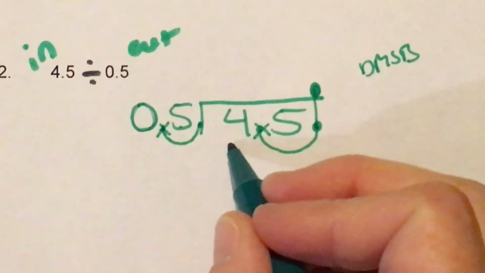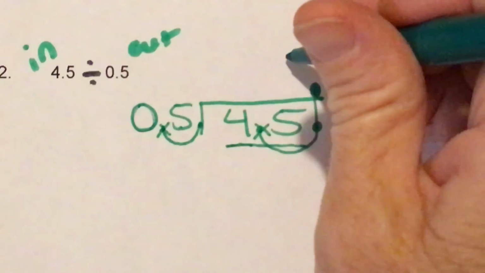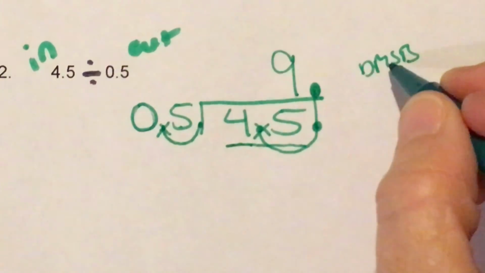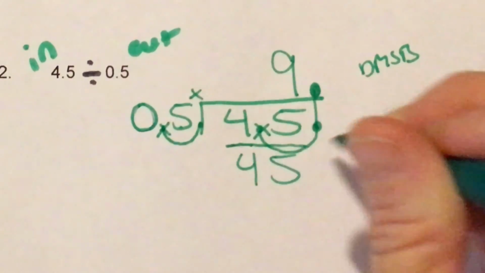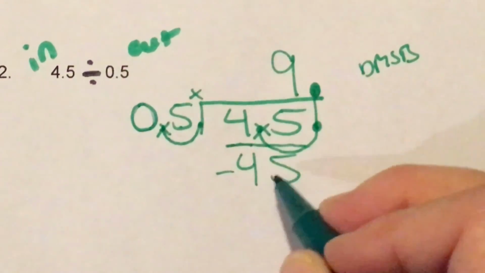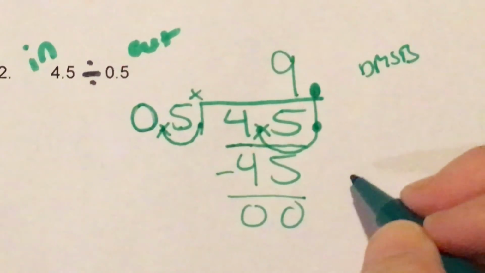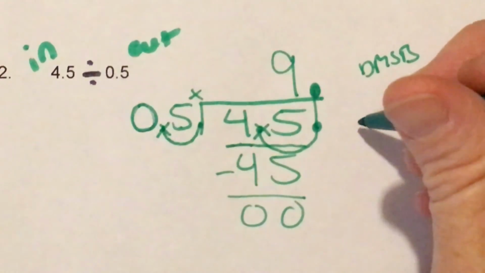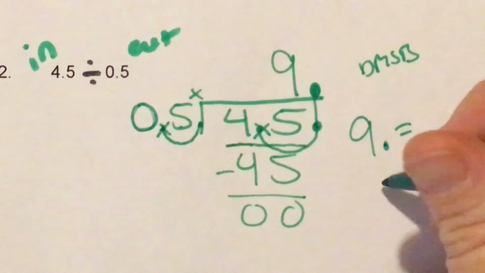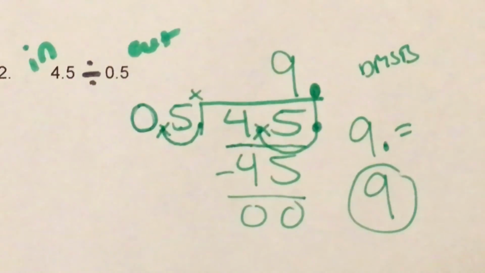So 5 can't fit into 4. 5 can fit into 45 9 times. I'm going to multiply, and I get 45. I'm going to subtract, and I get 0. I'm going to bring down, and there's nothing to bring down. And my last digit has a digit on top, so I'm done. So my answer is 9 decimal, which is the same as 9. Okay, let's try another one.